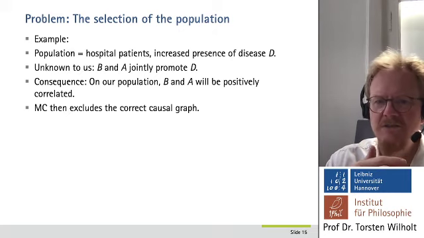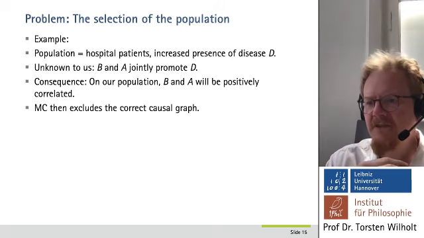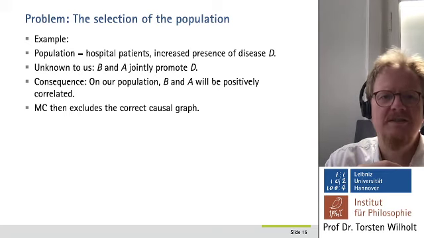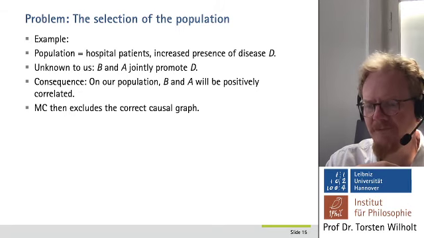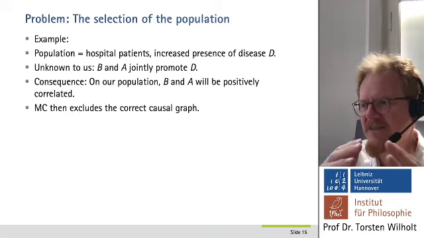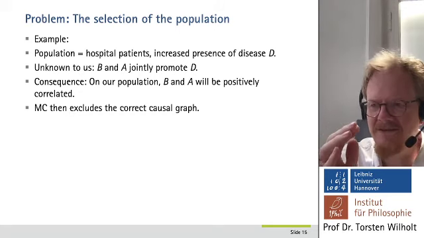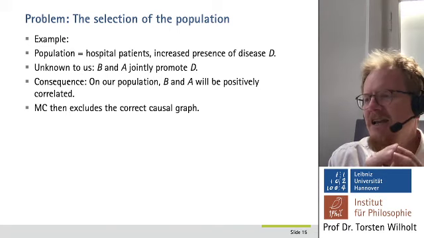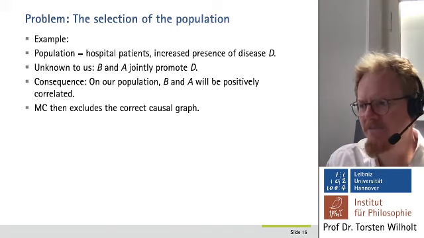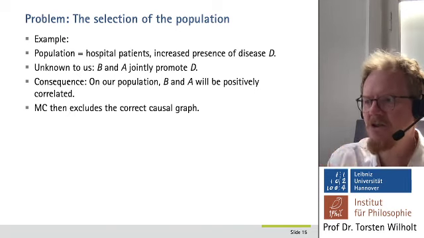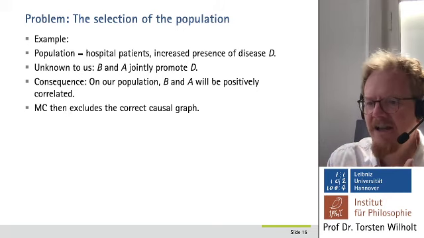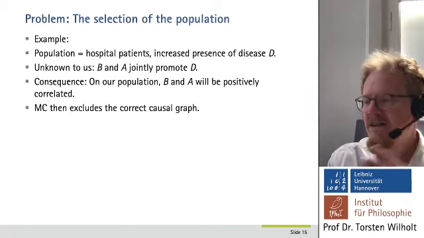For example, you have a population that consists of hospital patients, so you have an increased presence of some disease D. Unknown to us, B and A jointly promote D. Because in this hospital population, there are more people that suffer from this disease, far more than in the general population. Within this population, B and A will be positively correlated, because the B and A cases are brought into this subpopulation, the hospital population, because of D. D selects them for inclusion in our population. And then they will be positively correlated.